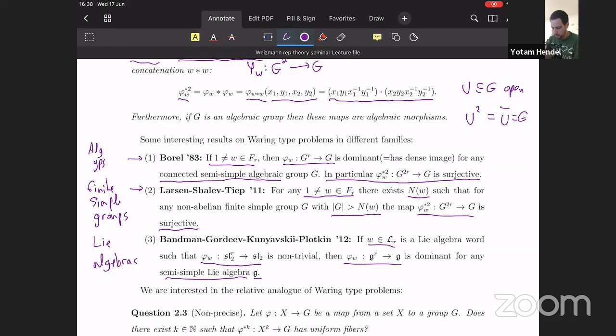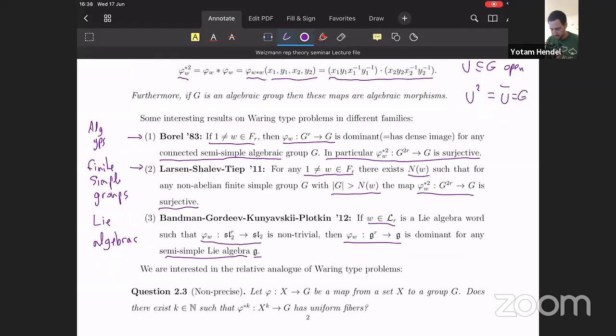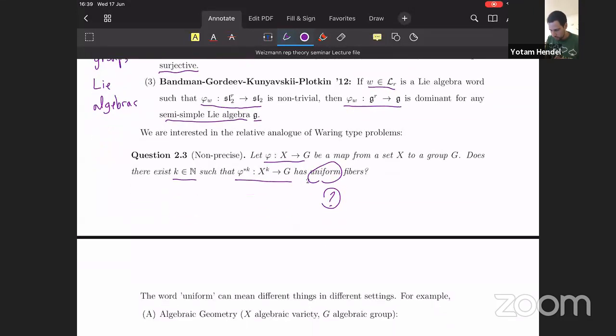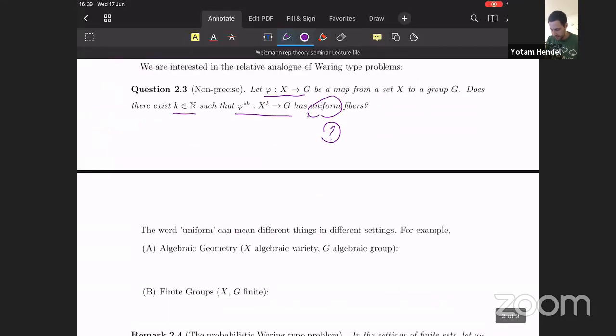And today I'm going to talk about a relative analog of this type of questions, which is called probabilistic Waring type problems. And roughly speaking, I can phrase it in the following way. As a non-precise question, say I have some map going from X to G, just from some set X to some group or some algebraic structure. Do I have some natural number k such that the kth self-convolution has uniform fibers? Now, the good question is, what do I mean by uniform here, right? This can mean different things in different settings.